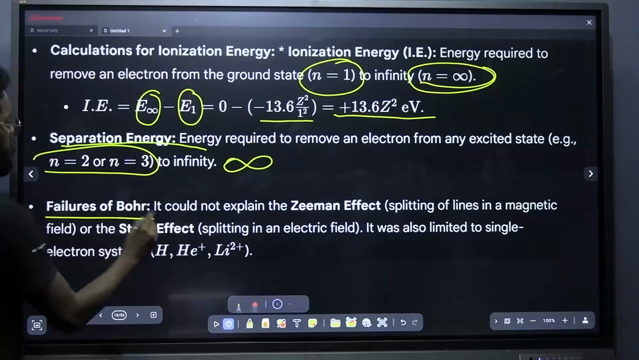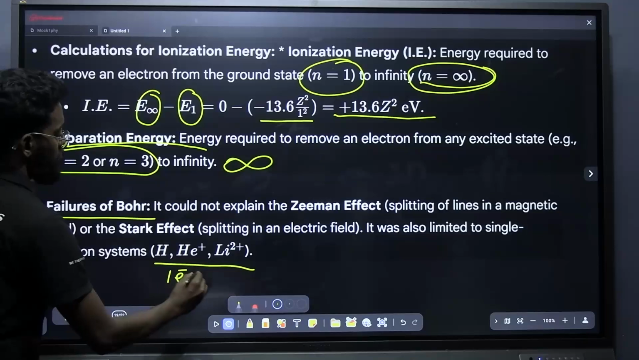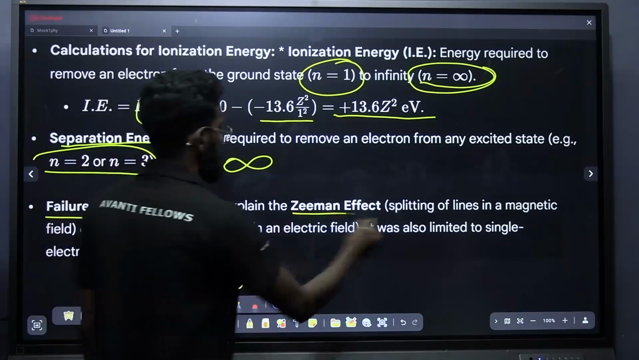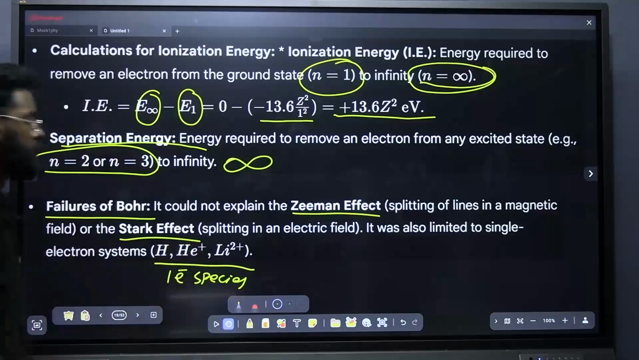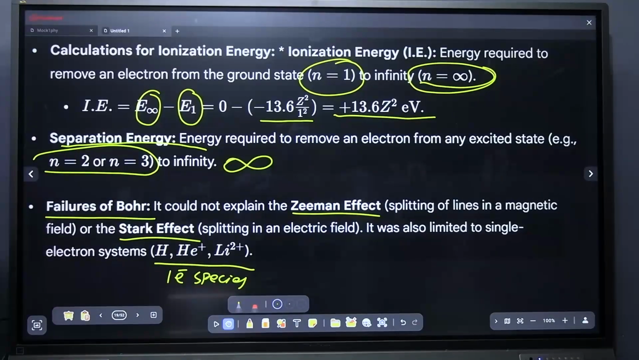Now failure of Bohr model: it can explain only one-electron species, and it cannot explain the Zeeman effect as well as the Stark effect. Okay, all these things are on the slide. Now we can move to the next part. Shall we move? Yeah, okay.